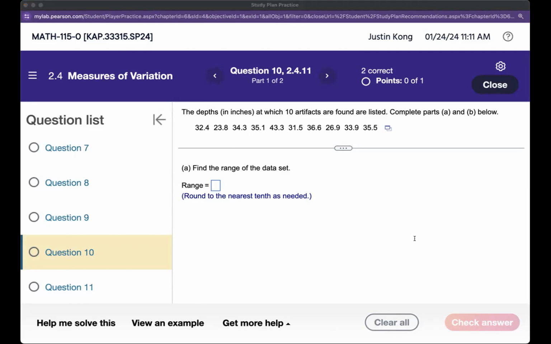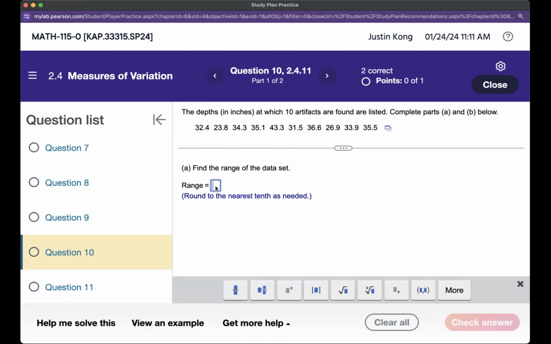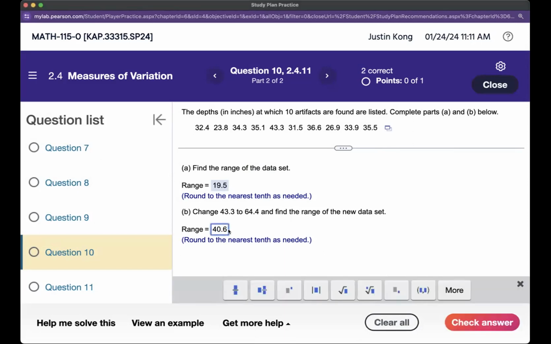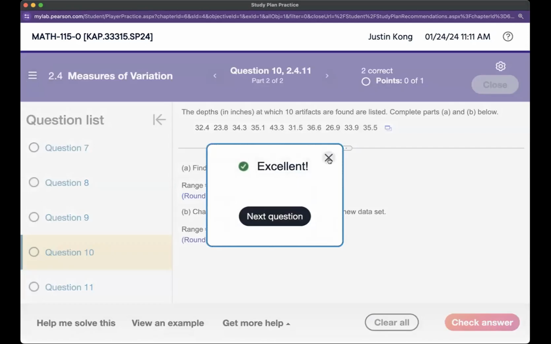So for the range you just subtract, right? 43.3 minus 23. Do you see anything bigger or smaller than that? I don't see anything else. Okay, let's check. Yeah, 23 is the smallest. Now change 43.3 to 64.4 and find the range. It's kind of silly. Now we have a bigger number at the top, and you just subtract again. 64.4, and so now the range is 40.6. So by increasing the largest number, we have a new range. Okay, easy.